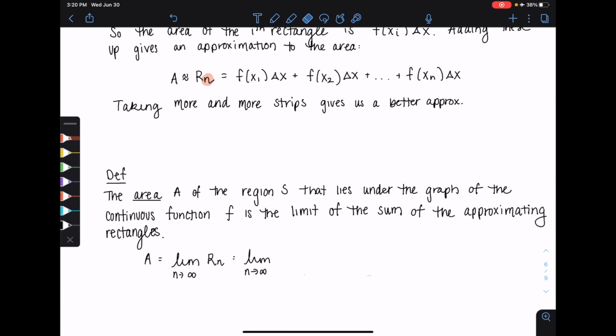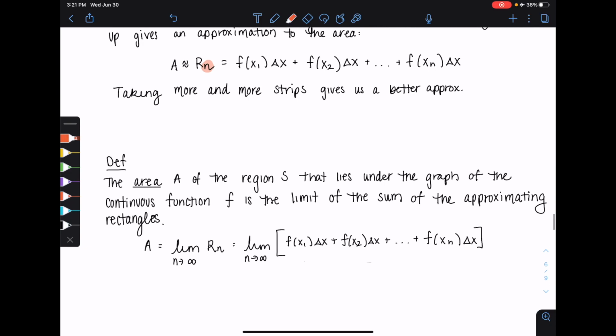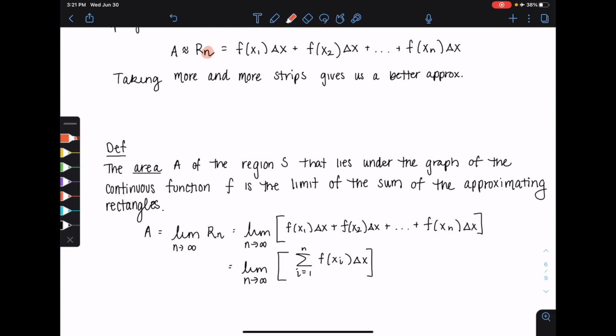Okay? And so really, I'm adding up all of those rectangles and I'm letting that number of rectangles go to infinity. And this inside can be condensed much nicer using that summation notation. So it's the limit as n goes to infinity, and I'm basically changing this right endpoint every time. So I'm starting this index at 1 and ending at n. And my delta x is going to stay the same over and over and over.